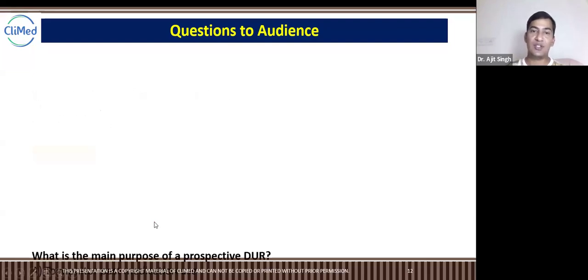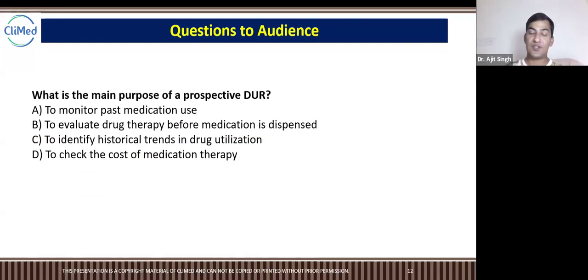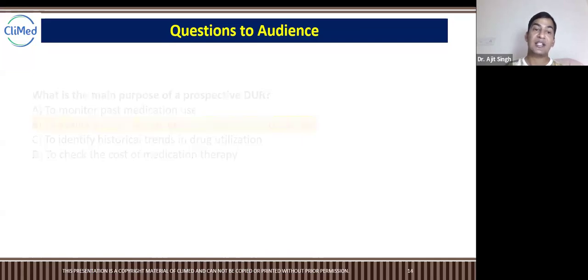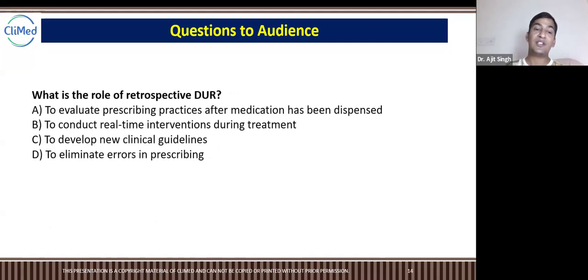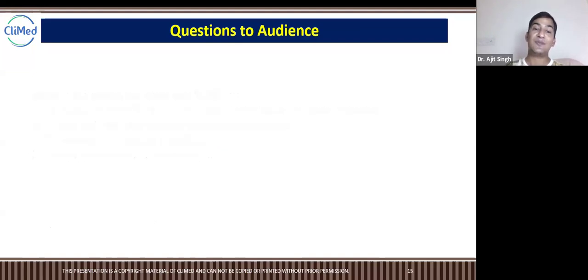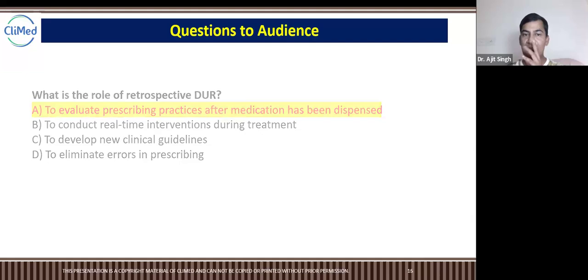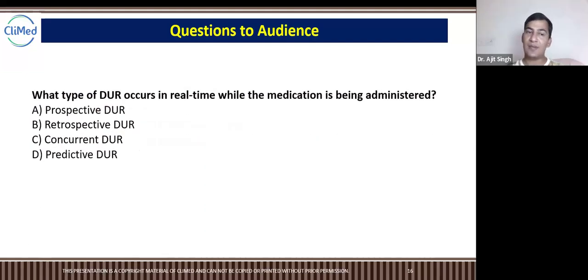Now the next question. What is the main purpose of a prospective DUR? To evaluate the drug therapy before medication is dispensed. Past medications, no. Identifying historical trends, no. Cost of medications, no. This is the answer. Then retrospective: to evaluate the prescribing practices after medication has been dispensed. We have discussed this. And concurrent.